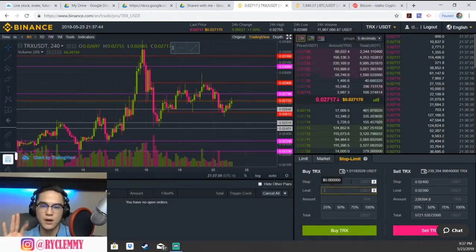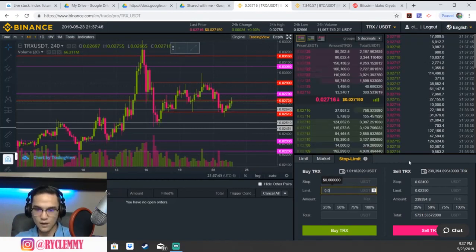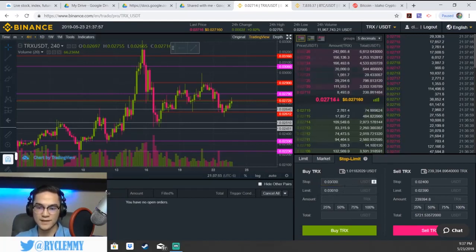This is just an example. That wouldn't be a wise decision. But you would do something like this again, a 10-point range. And now what this is saying is once Tron, if you were sleeping or during the day or any time, hits 3 cents, it's automatically going to place a buy order for you at this price. And then you put in how much you want to buy and you'll place your order.